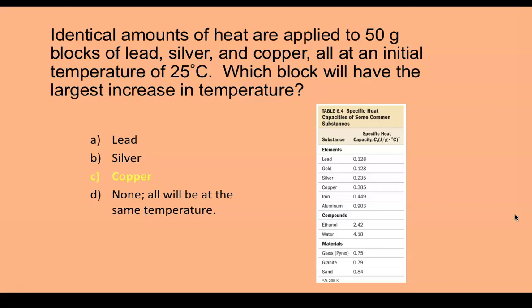Okay, so 3 different metals of the exact same size, so mass goes out the door. They're all at 25 degrees, and we're going to add identical amounts of heat. Copper, having a larger number, is going to absorb more energy in order to increase the temperature. So if they all get the same amount of energy, copper absorbs more, its temperature is going to go up the most from 25 degrees.